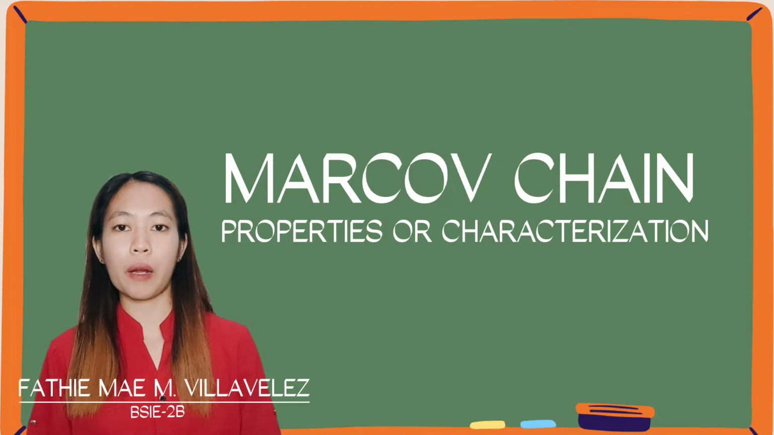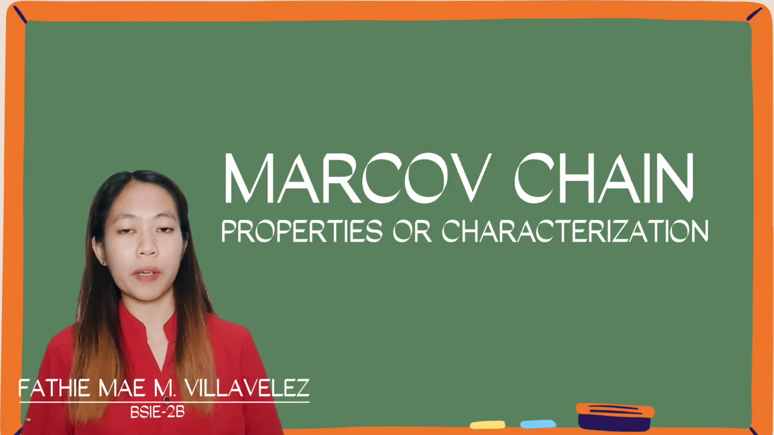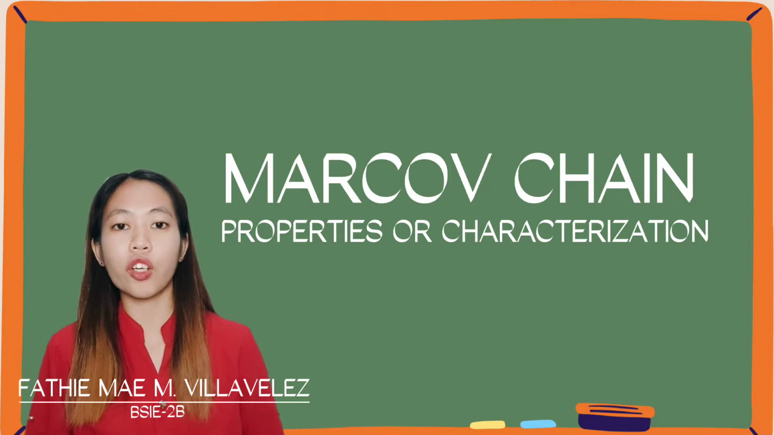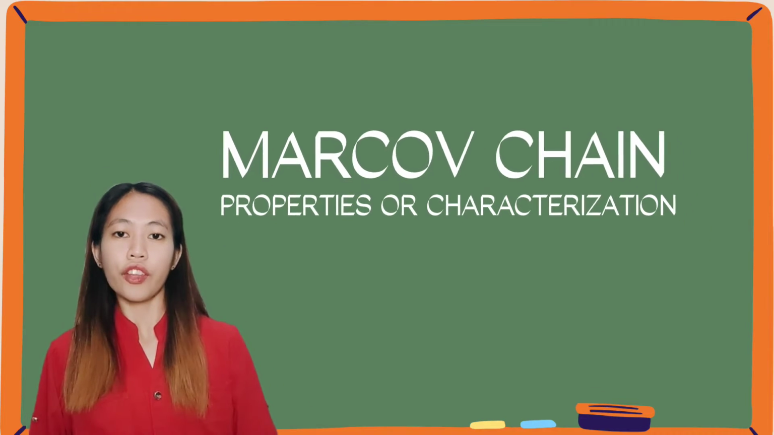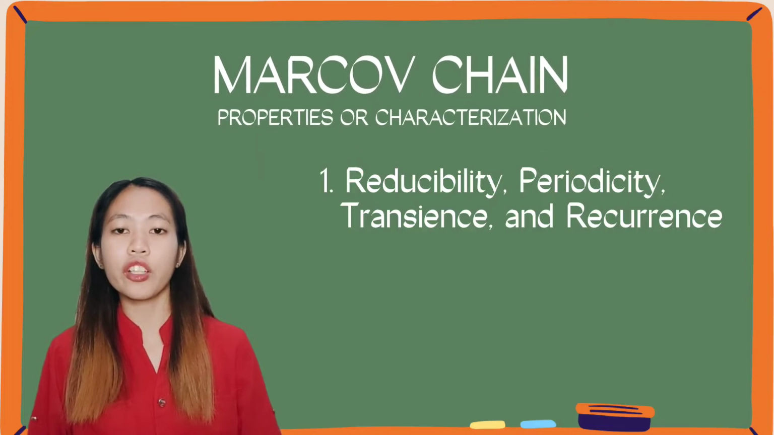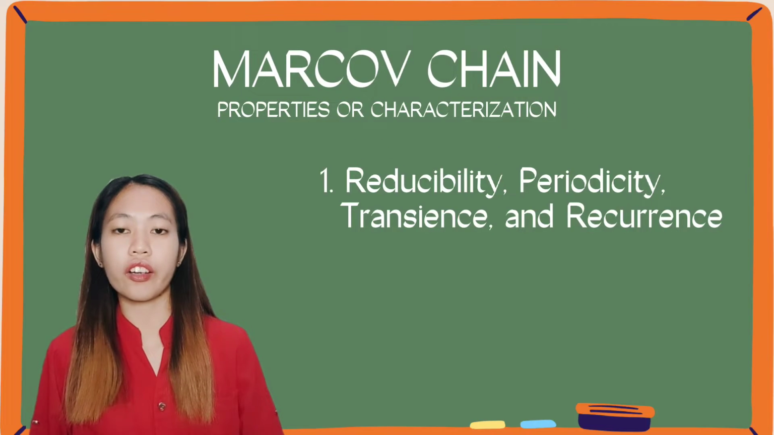Markov chain properties or characterizations. The idea is not to go deeply into mathematical details but more to give an overview of the points of interest that need to be studied when using Markov chains. The first one is reducibility, periodicity, transience, and recurrence.